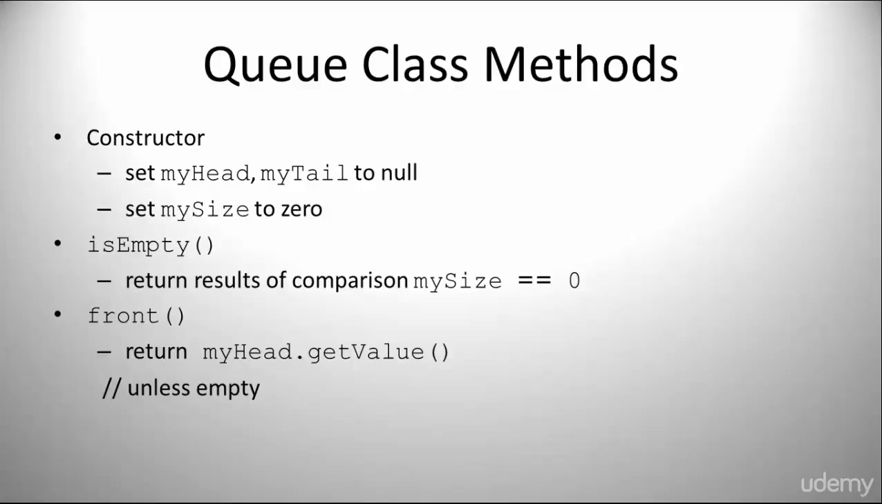We have queue class methods, which consist of the constructor, isEmpty, and front. Each does something different. The constructor sets myHead and myTail to null, and sets mySize to 0. isEmpty returns the result of a comparison, and front returns myHead.getValue, unless the queue is empty.